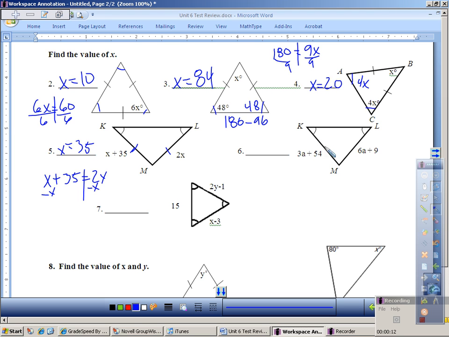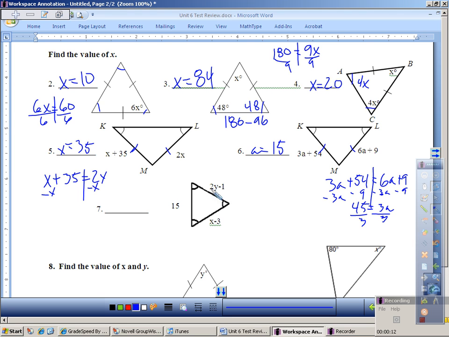Again, I see the base angles are congruent, which means that these legs are congruent. It's an isosceles. And I set up my equation by setting the two legs equal to each other, and then I rearrange to solve. And I have A is 15.